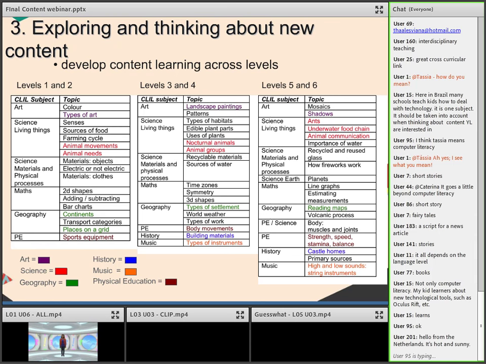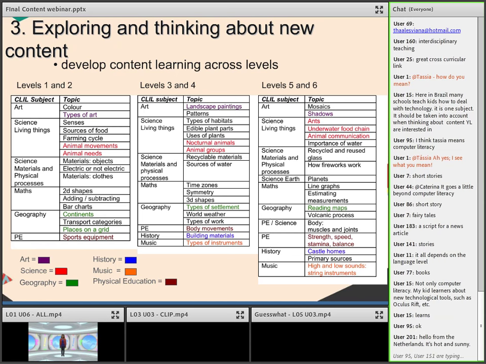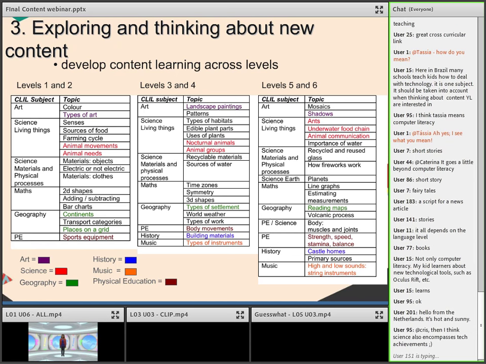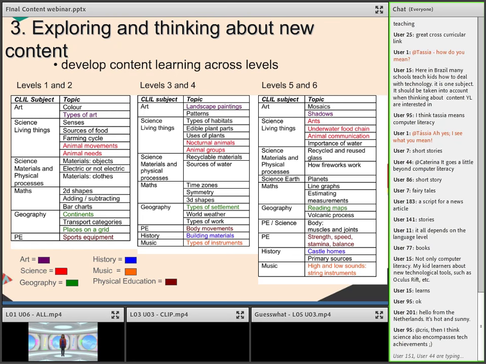You can also see the development of art content in purple writing, types of art, landscape painting, shadows, types of geography in green, for example, places on a grid, types of settlement, reading maps, and physical education in brown, sports equipment, body movements, strength, speed, stamina, balance. Notice how linguistically challenging subject content, such as found in history, perhaps in building materials from the past, and also in music topics in orange, for example, sounds string instruments make, isn't presented until higher levels. I'm sure you can see other links that were planned for content teaching across all levels.